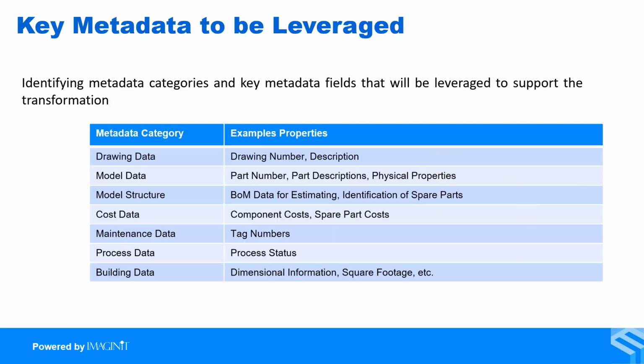It's also important to look at key metadata that will be leveraged. Often these solutions bridge multiple systems, and it's going to be important to understand what are the key metadata categories that we need to capture and what are the fields within those categories, so that when we're working between business systems and engineering systems, that we have continuity of information flow and data can originate in one place and then be propagated to other systems without re-entry.